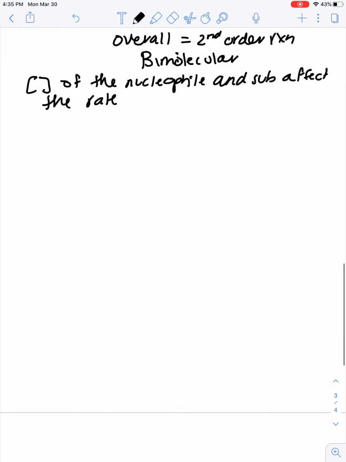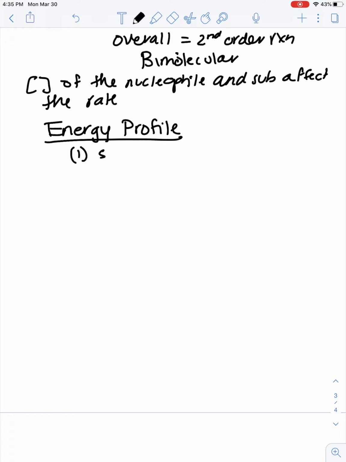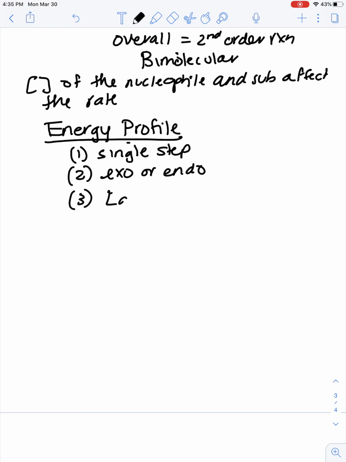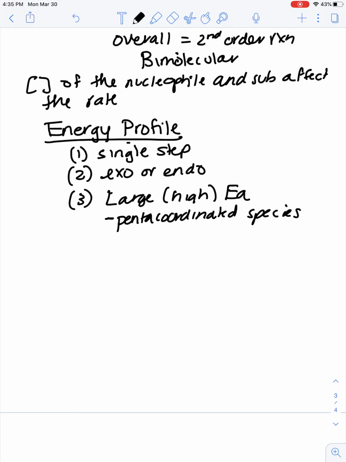If we were to draw an energy profile of an SN2 reaction, there are a few things we have to think about. First, we know that it's going to be a single step. Again, no intermediates are formed in an SN2 reaction. An SN2 reaction can be either exothermic or endothermic. And as I mentioned, we're going to have a large, high activation energy. Again, the reason for this is the pentacoordinate species that is formed as we're transitioning through to the product.